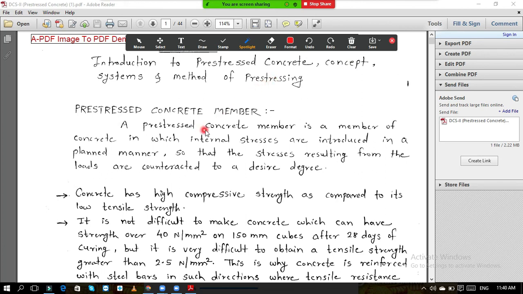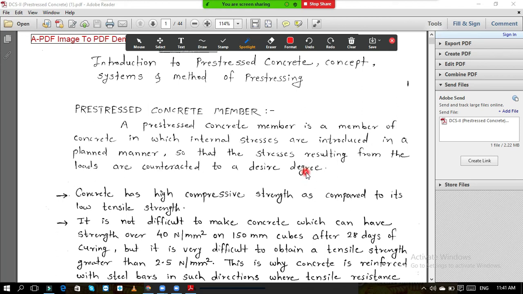So what is the prestress member? First I will read and then I will explain. A prestressed concrete member is a member of a concrete in which internal stresses are introduced in a planned manner so that the stresses resulting from the loads are counteracted to a desired degree. Okay, if you haven't understood something, I will explain that.